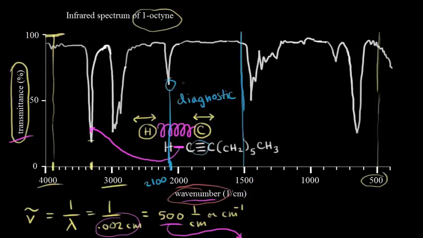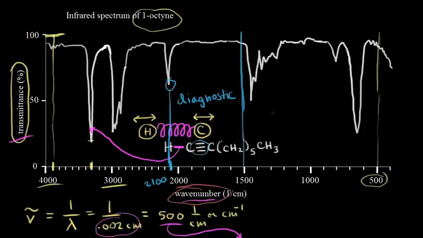So this tells us that a functional group is present. This triple bond is present, and so it's diagnostic. It helps you figure out the structure of the molecule. So you can figure out different functional groups present in molecules using IR spectra.